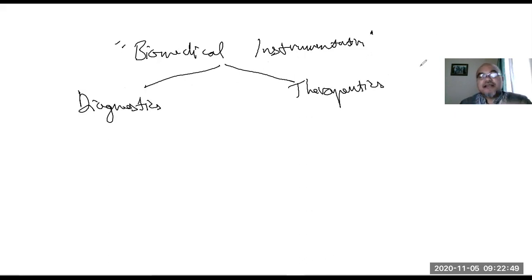In a diagnostic device, the purpose of the device is merely to acquire information from the patient or from the subject. Not necessarily that the subject has to already be a patient. A patient means someone who is being treated in a healthcare facility, but it could also be anyone healthy, any person. And then we would like to acquire his or her physiological information.